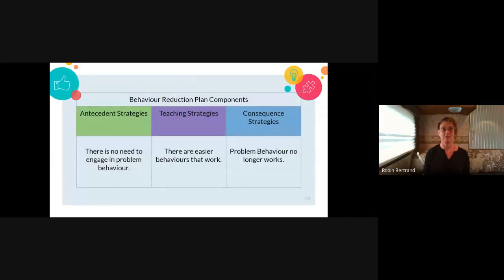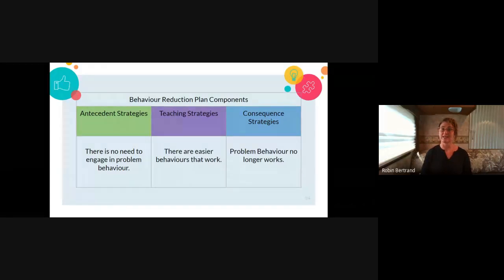Let's talk a little bit more about behavior reductions and the components that go into developing those plans. Behavior reduction plans usually involve a combination of strategies that are designed for each individual person. So it's not a cookie cutter plan. The plans are based on people's unique life situations. Often the plans are organized into 3 components, and the 3 components are antecedent strategies, teaching strategies, and consequence strategies.